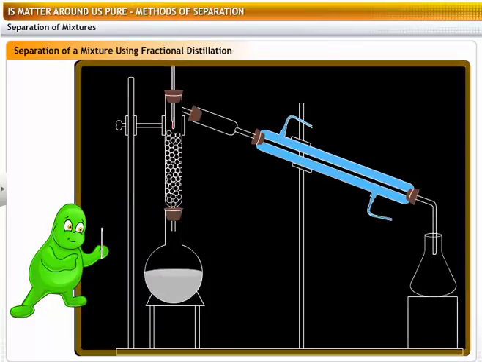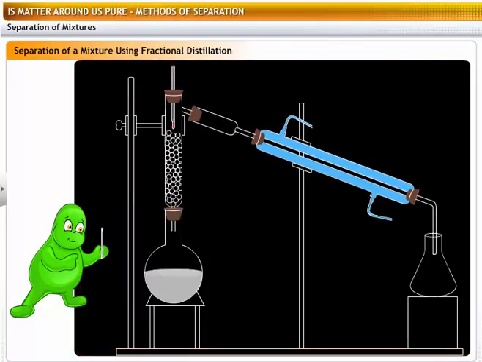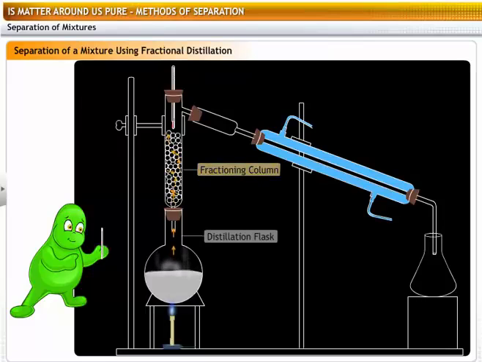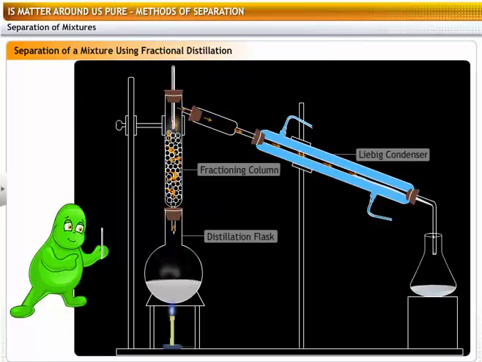As you can see in the diagram, the apparatus is almost the same as used in distillation. The only difference is that a fractionating column is fitted in between the distillation flask and the condenser. A simple fractionating column is made up of a tube packed with glass beads. The beads provide the surface for the vapors to cool and condense again and again. The fractionating column obstructs the smooth upward flow of vapors.